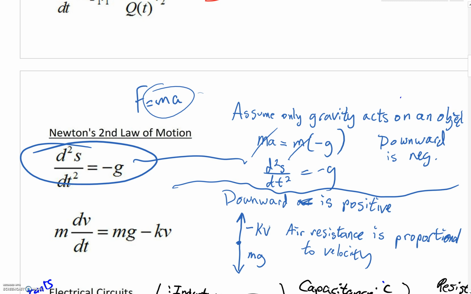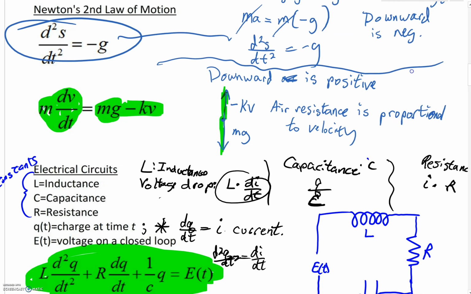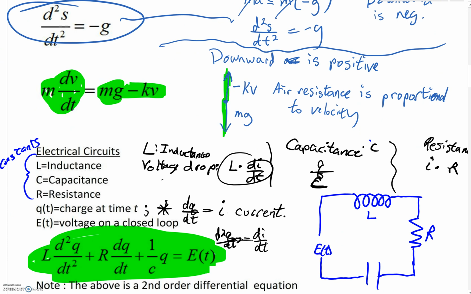So what are we seeing? We could go back over to this work and say, look, we could have ma, but a is really dV/dt. And what is this force? Well, we have this positive component, that's mg, and then we have this negative going upward, that would be minus kV. That's the air resistance component. So we've got the force of gravity, we've got the force of air resistance, and there you have it. You could have Newton's second law of motion. Well, from here, we're really going to pause and slow down just a little bit to talk about electrical circuits.